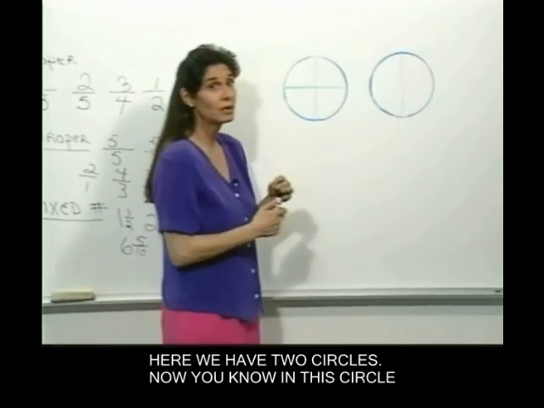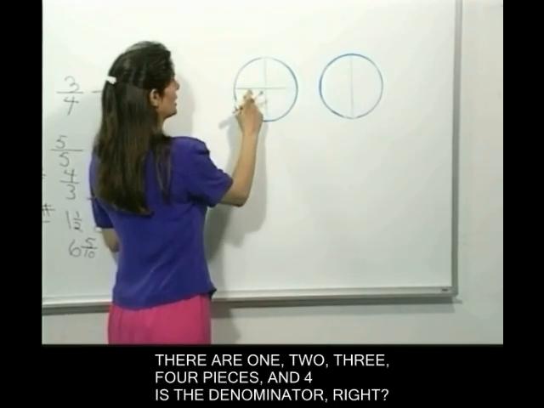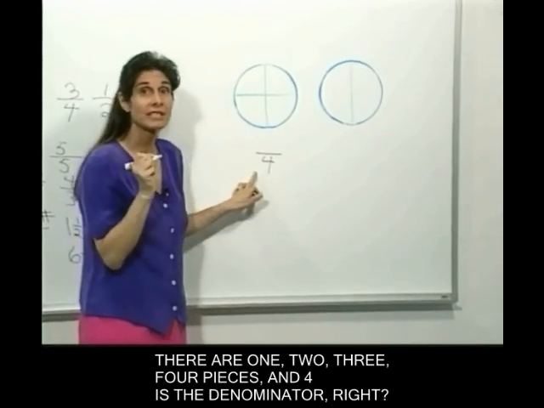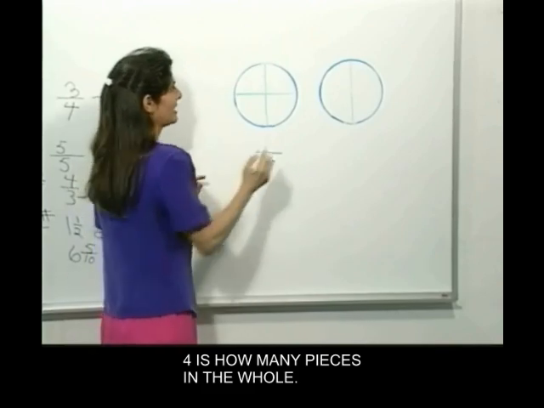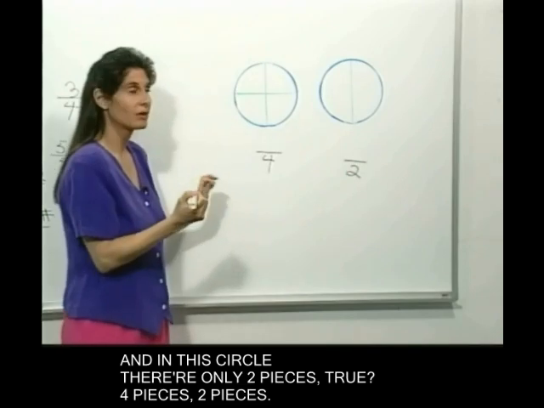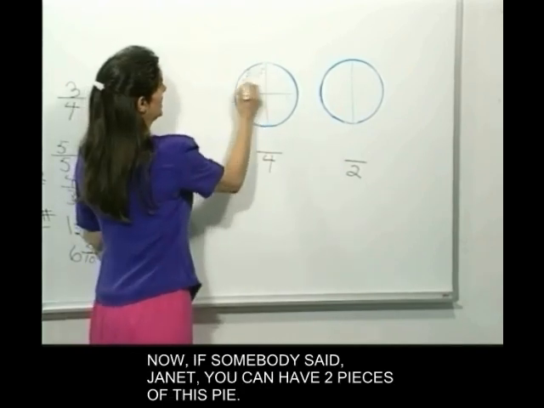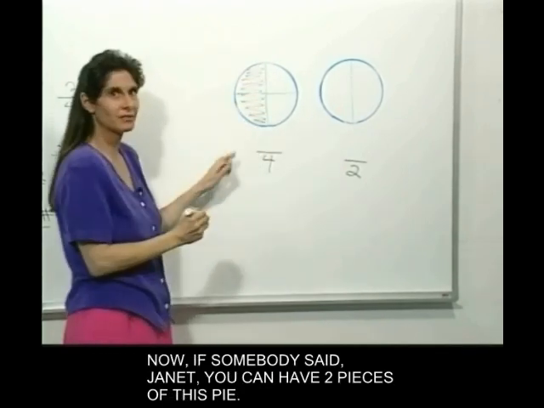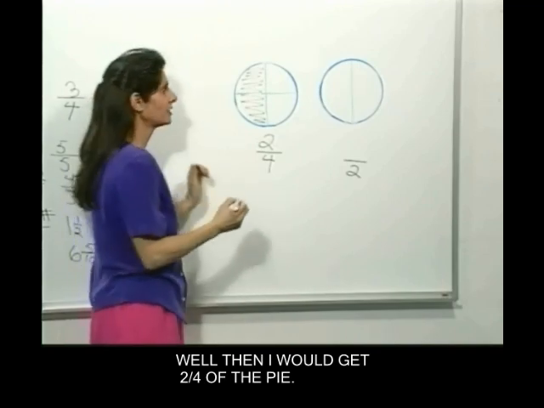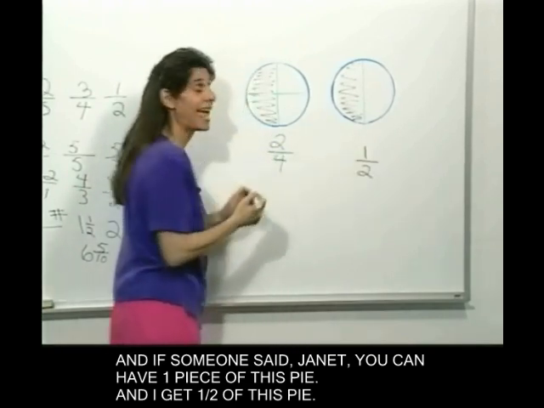Here we have 2 circles. Now, in this circle, there are 1, 2, 3, 4 pieces. And 4 is the denominator, right? 4 is how many pieces in the whole. And in this circle, there's only 2 pieces. True? 4 pieces, 2 pieces. Now, if somebody said, Janet, you can have 2 pieces of this pie, well, then I would get 2/4 of the pie. And if someone said, Janet, you can have 1 piece of this pie, I get 1/2 of this pie.